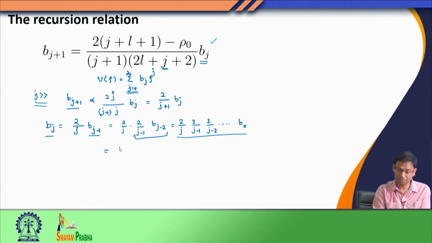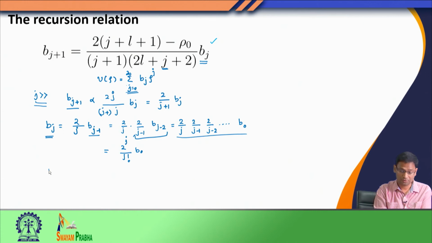I can simplify this further. As you see, I will have j number of terms here before B0, and each term will have a 2. So, therefore, this term becomes 2 to the power j, and here j into j minus 1 into j minus 2 and so on. So, therefore, this becomes j factorial multiplied by B0. So, this is happening when j is very large.